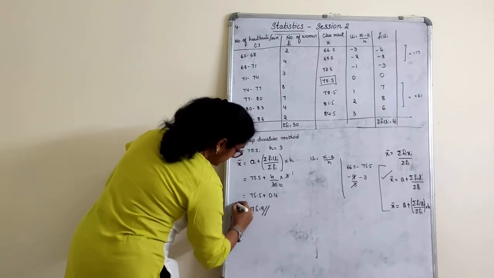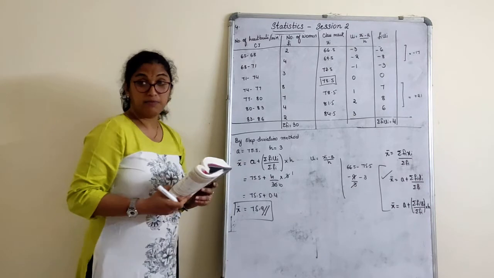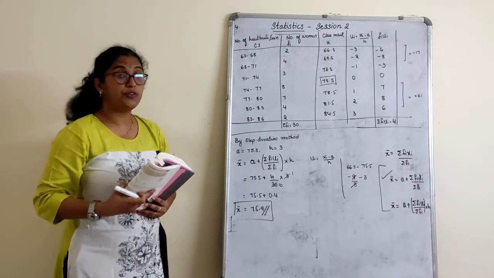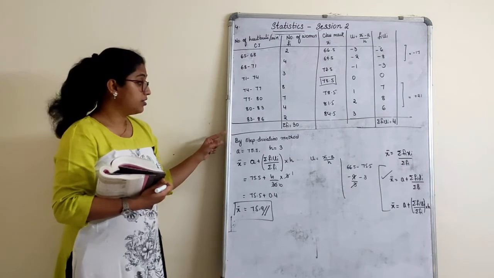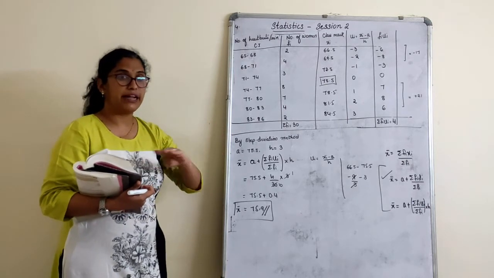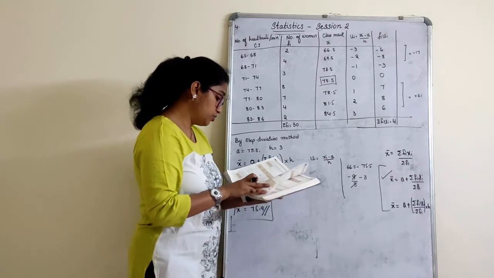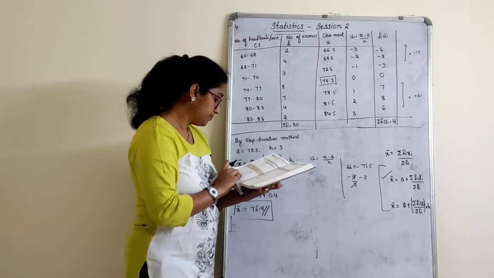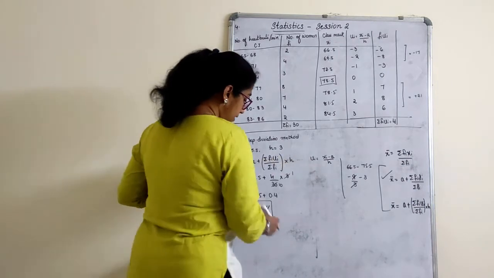75.9 is the mean. Very simple in calculation. This is how you calculate assumed mean, step deviation method. Okay, we'll do one more sum and we will end today's session. So, we'll go to question number 7 as I had told you.